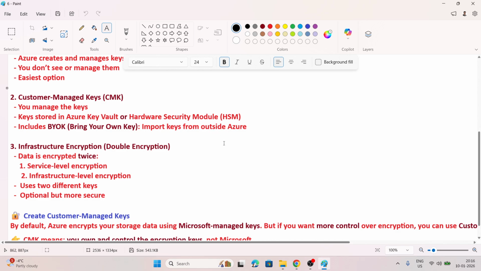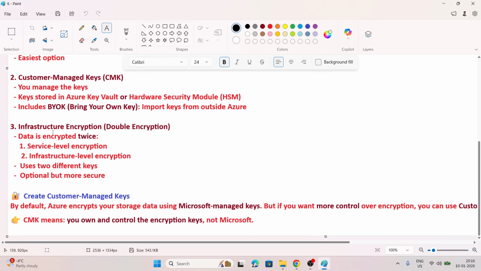If we want to use our own key, we can import it, or we can save the key in Azure Key Vault. Then infrastructure encryption: data is encrypted twice, with service level encryption and then infrastructure level encryption, using two different keys. It is optional but more secure.